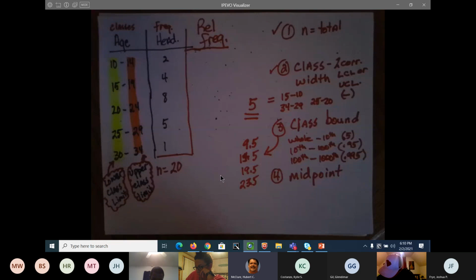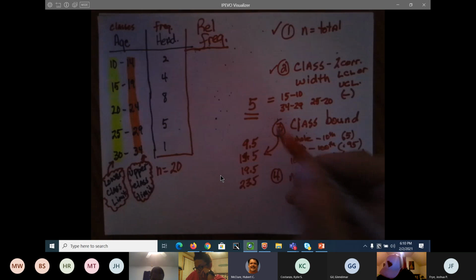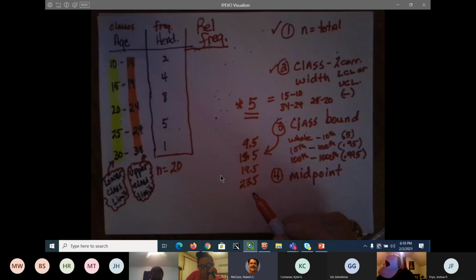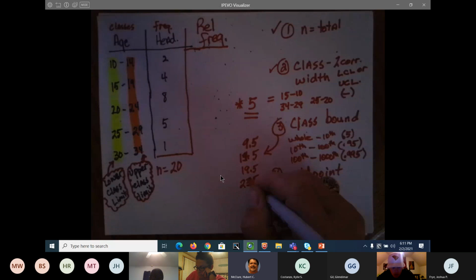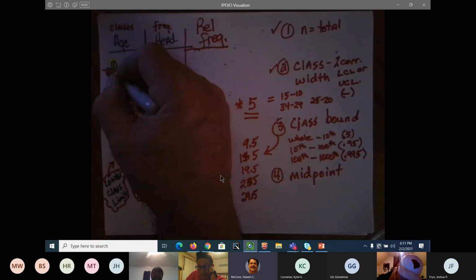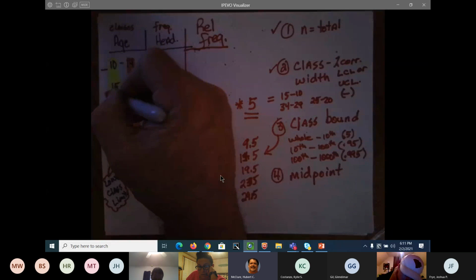That's why the class width is so important. The class width is important because it helps you calculate the class boundaries. Okay, 5 class boundaries. Wait a minute, I got an error. That should be 14.5, 19.5, 24.5, and 29.5. That should be the class boundaries that go right here.